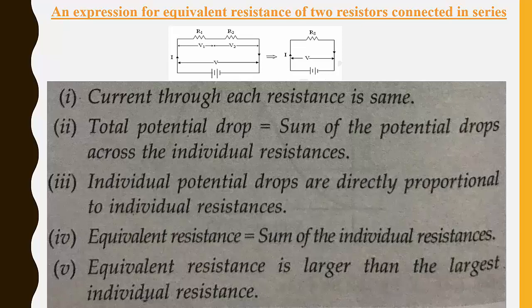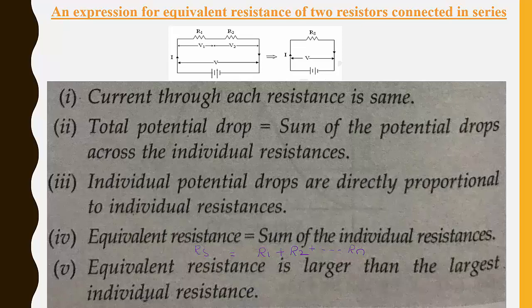Then come to the fourth point. In series combination, equivalent resistance Rs is equal to the sum of individual resistances. That means Rs is equal to R1 plus R2 for two resistors, and if there are n number of resistors, we can write up to Rn. Then the fifth point, the equivalent resistance Rs is larger than the largest individual resistance.